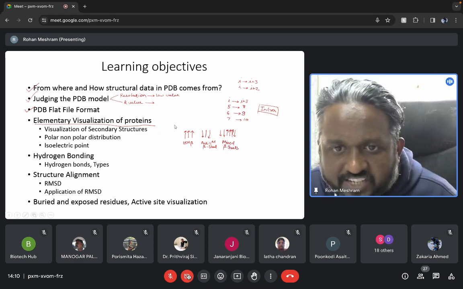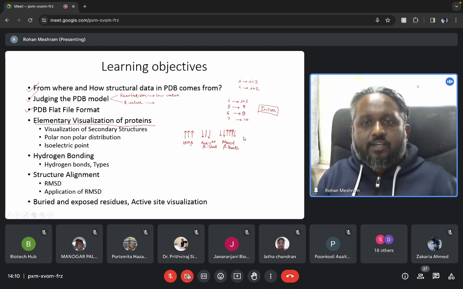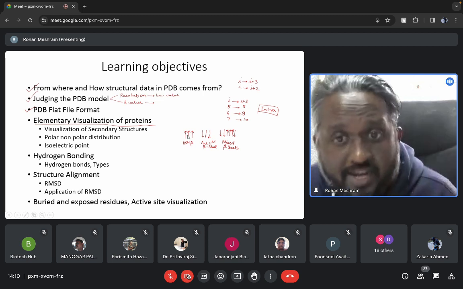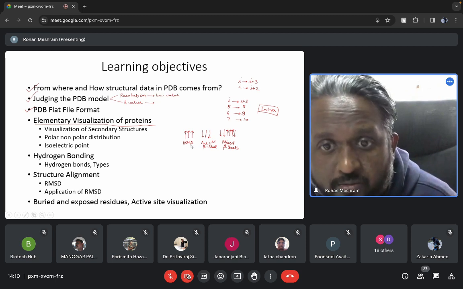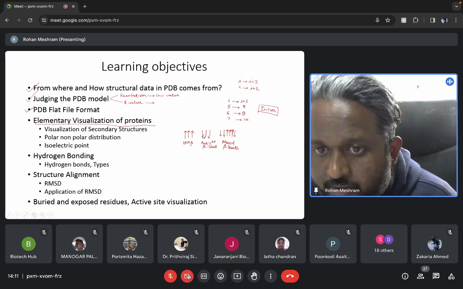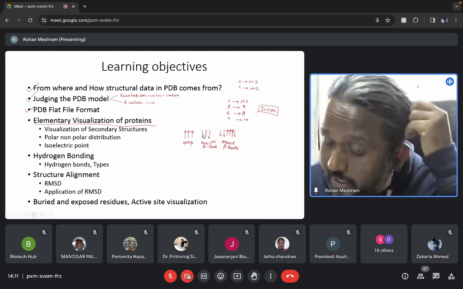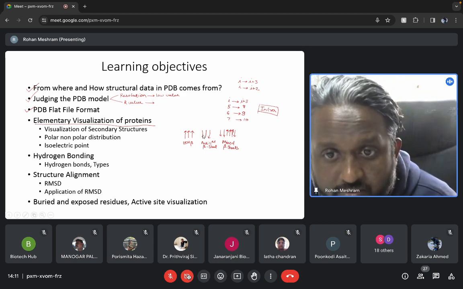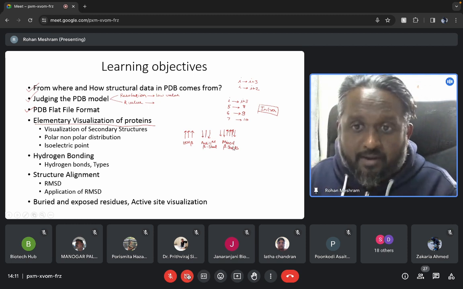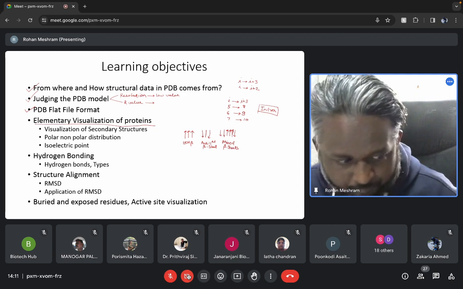Okay, so depending on the directionality, now you can classify your beta sheets into three types. Parallel, if all the strands in your beta sheet lie in the same directionality, then you can call it a parallel beta sheet. If they are oriented in anti-parallel fashion, then you can call such a beta sheet an anti-parallel beta sheet. And if there is no regular pattern, then you can call it a mixed beta sheet.